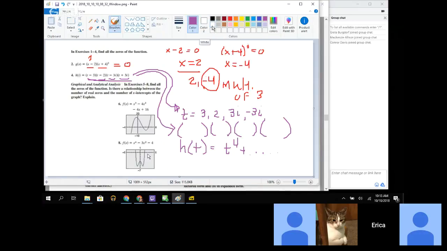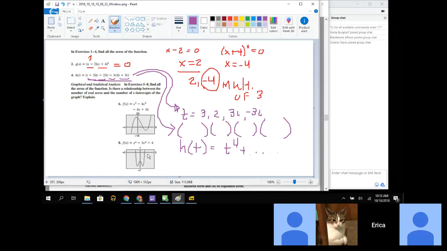Let's get a little bit more fancy, not crazy fancy. It says in 5 through 8, find all the zeros of the function. Is there a relationship between the number of real zeros and the number of x-intercepts of the graph? Explain. So we're going to find all the zeros of the function.